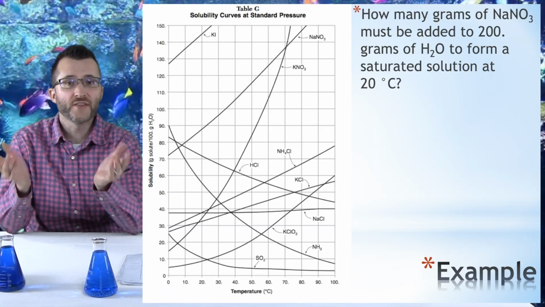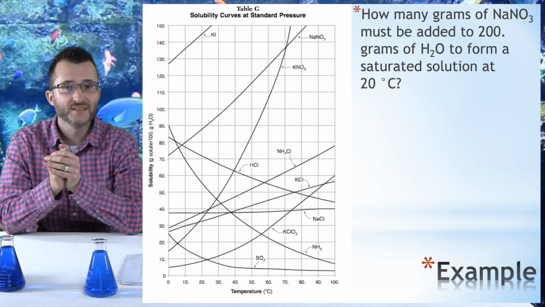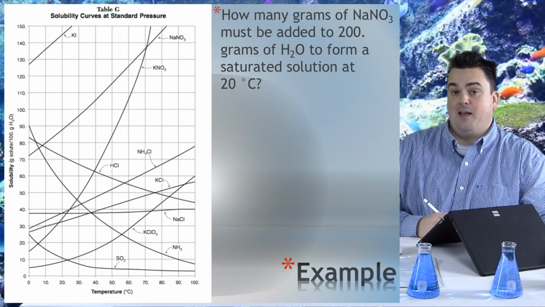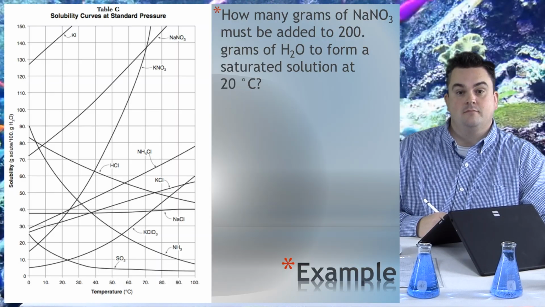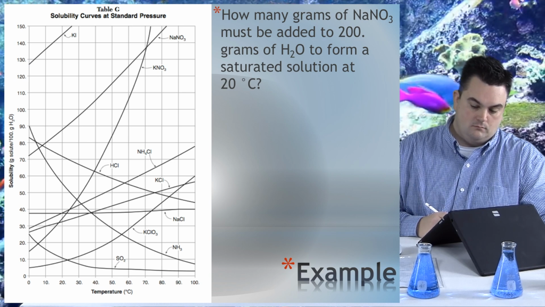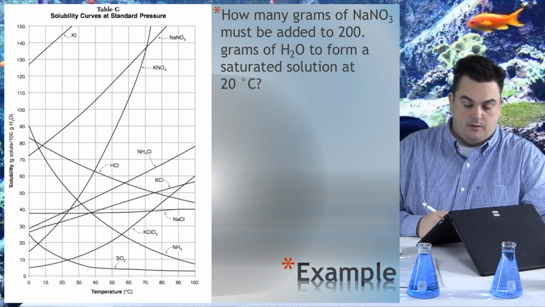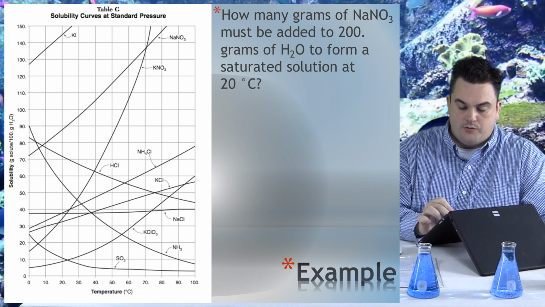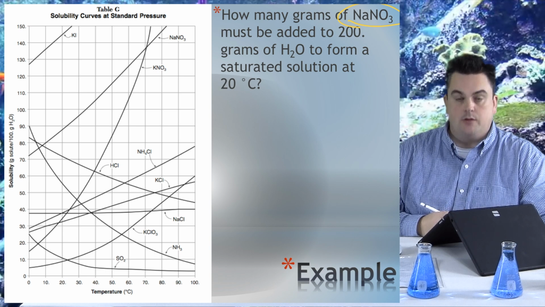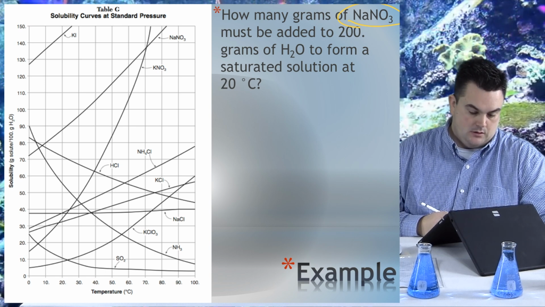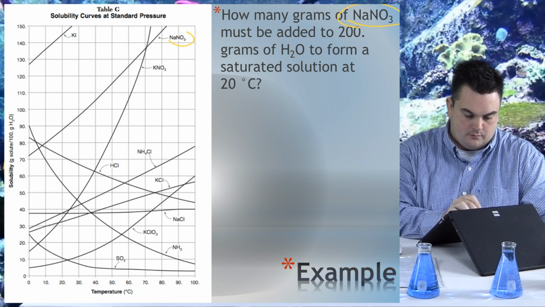All right, we're gonna do another table G example. Are you ready, Fu? I am. Okay, how many grams of NaNO3 must be added to 200 grams of H2O to form a saturated solution at 20 degrees Celsius? All right, let's begin with what is our solute in this problem? All right, well, it says how many grams of NaNO3, so that is my solute. All right, let's find that line on table G. Okay, NaNO3 is right up here.